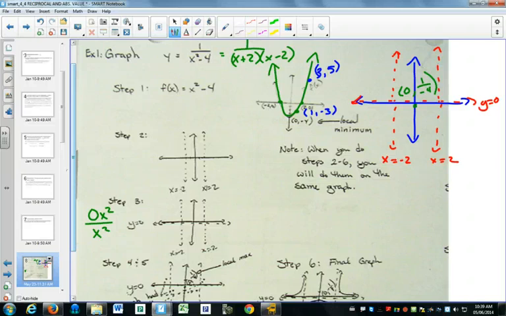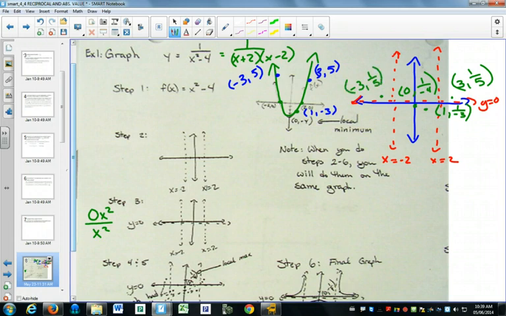What's going to happen to (1, -3)? It's going to be (1, 1 over -3). What's going to happen to (3, 5)? (3, 1 over 5). Can you see over here that you would also have (-3, 5)? So over here you would have (-3, 1 over 5). So you take some of the points that you know. It's important to do the minimum one, because that is going to be as high as that graph gets in that section.